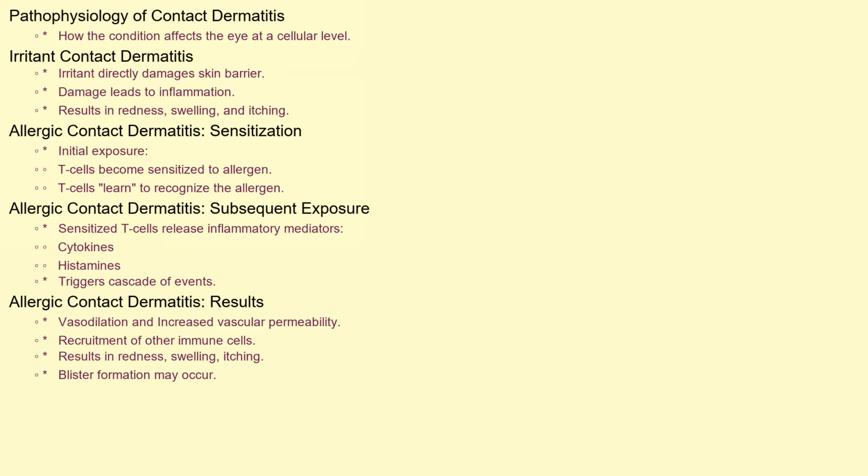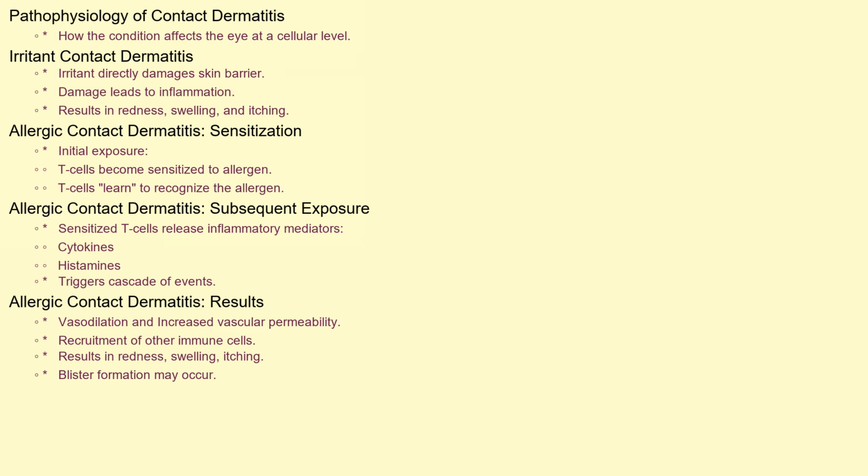Now, let's delve into the pathophysiology, or how this condition affects the eye at a cellular level. In irritant contact dermatitis, the irritating substance directly damages the skin's protective barrier. This damage leads to inflammation, which causes redness, swelling, and itching. In allergic contact dermatitis, the process is more complex.